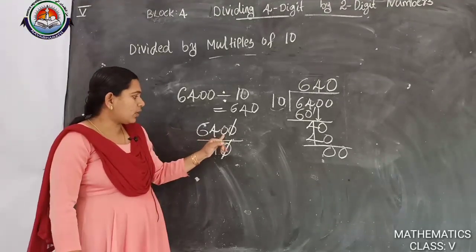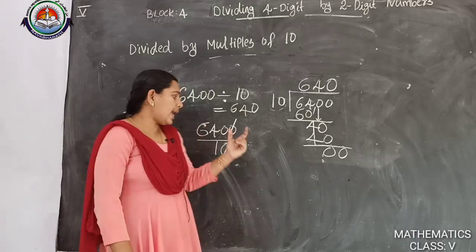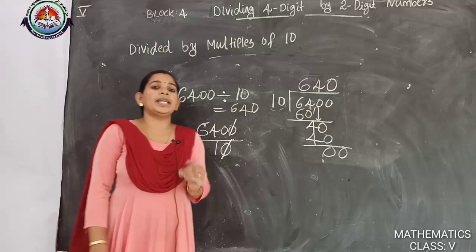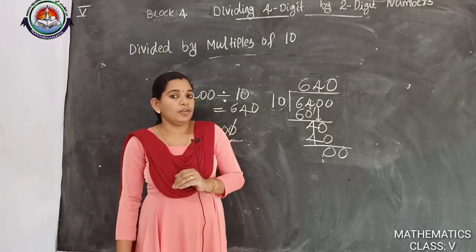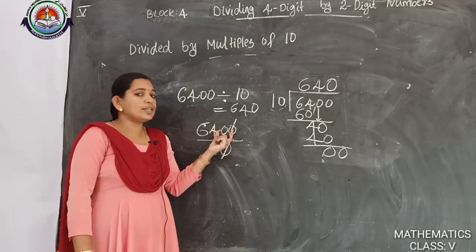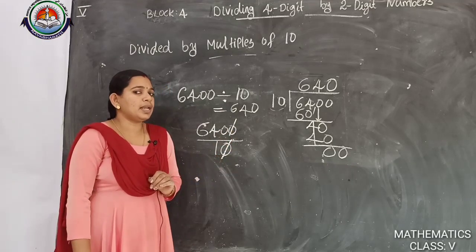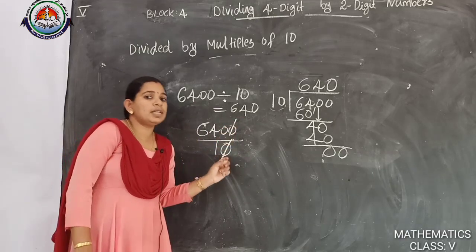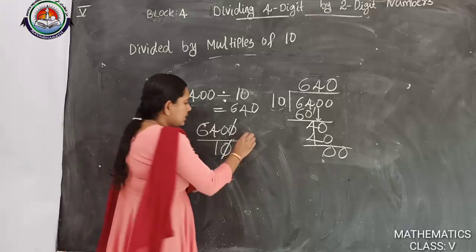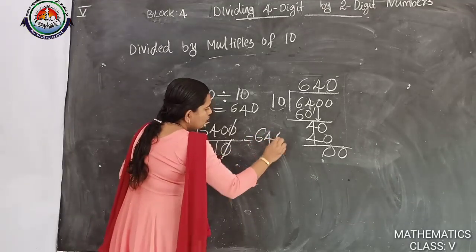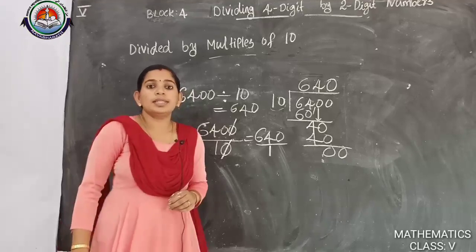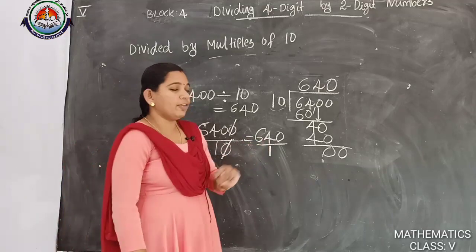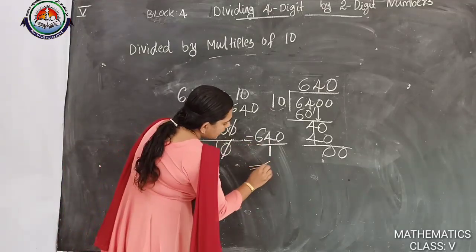Okay, 6,400 divided by 10. In that case, after the digits, zeros are there. Then we check the minimum number of zeros in numerator and denominator. Numerator 2 zeros and denominator 1 zero. So the minimum number is 1. So we will cut 1 zero from the numerator and 1 zero from the denominator. What is the answer? 640 divided by 1. 640 divided by 1 means 640.